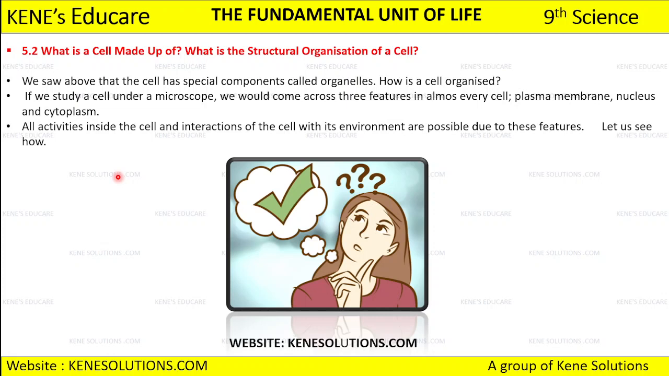How many features? We have three features which can be seen in every cell. Firstly, we have a plasma membrane, we have a nucleus, and we have a cytoplasm which can be seen inside a cell. All the activities inside the cell and the interaction that the cell has with its environment are all possible because of these features. Now let us see how this is possible.